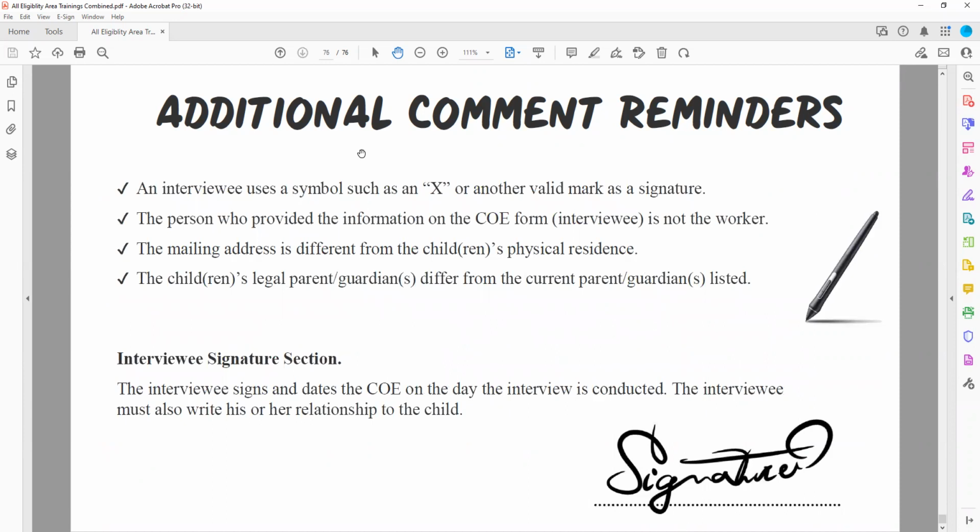Maybe the parent or the person can't sign, and they put an X. So you would explain in a comment that the worker couldn't sign, and they just put the X. Maybe the information was provided by someone who is not the worker, and you're saying this was provided by Juan's brother, Ramon, who gave me this information. Or maybe the mailing address is different from the physical residence, or the legal parent guardian is different from the current parent guardian. And then you want to make sure that you get the signature there, and you get that signature for the day that it's conducted.